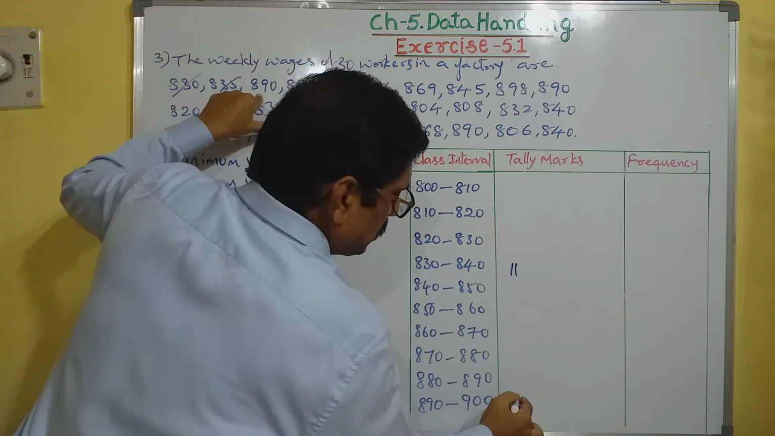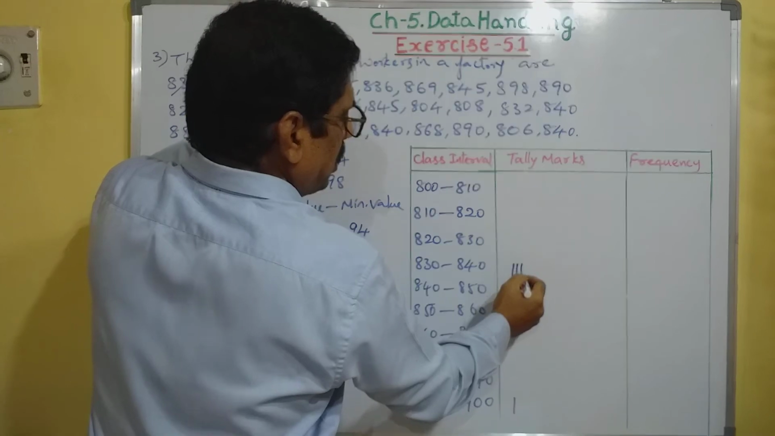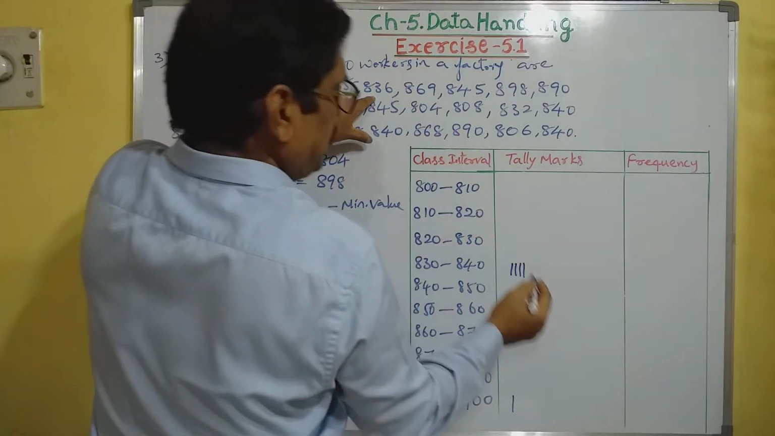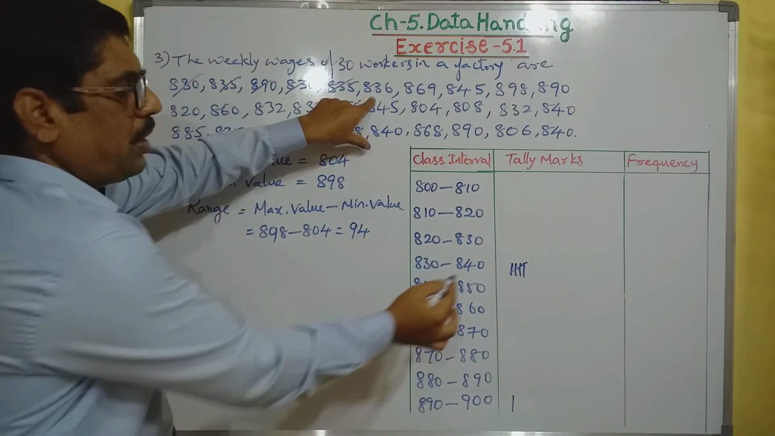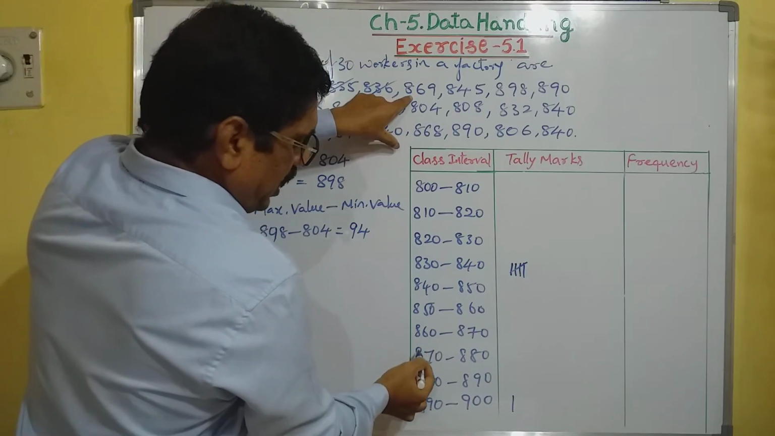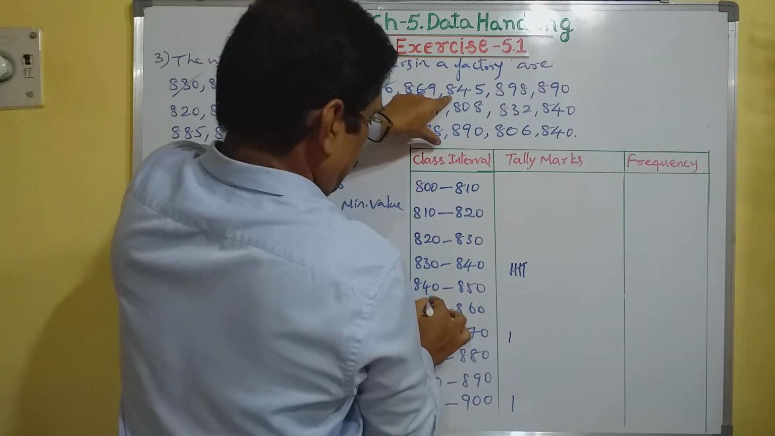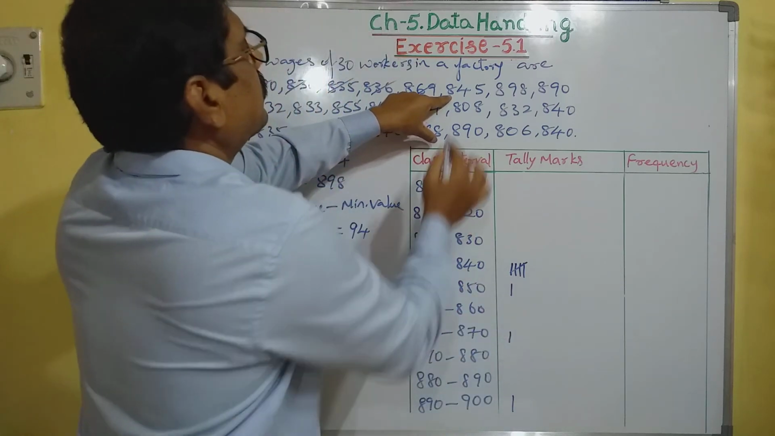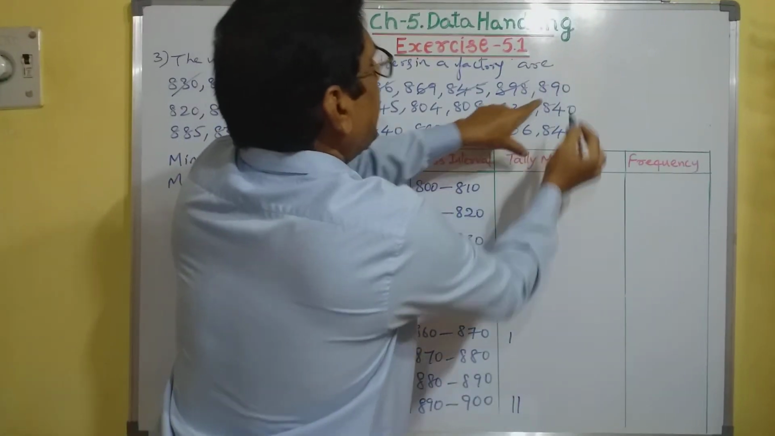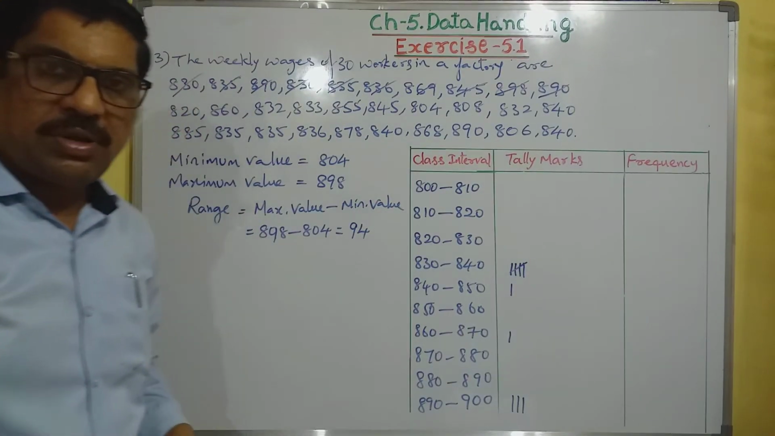890 should be in the last class. 830 should be in this section. Next 835 also here only. Next 836 also here only. So here 5 numbers are completed, so I have crossed them like this. 869 will come into this group. 845 will come to this class. 890 we have to take here. Okay, the first 10 numbers are completed.